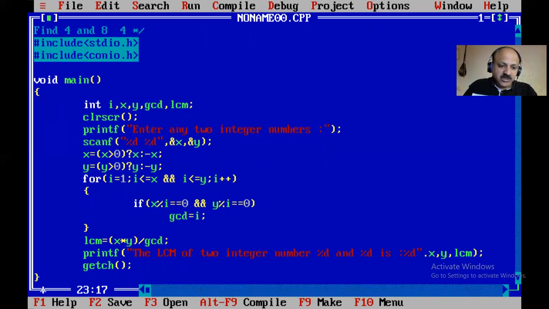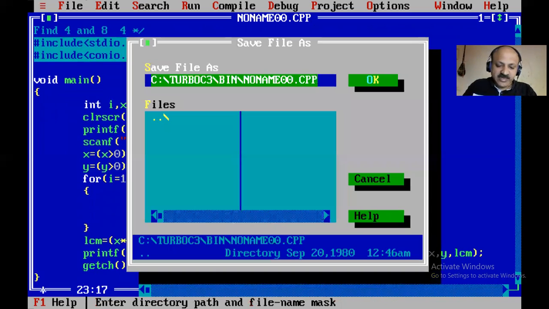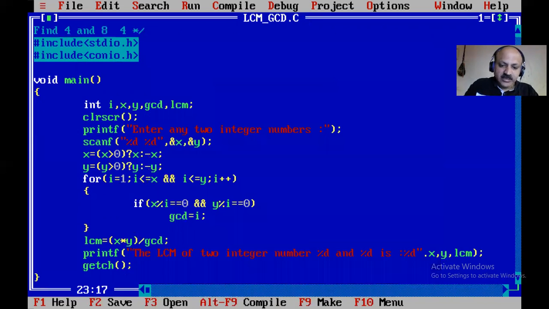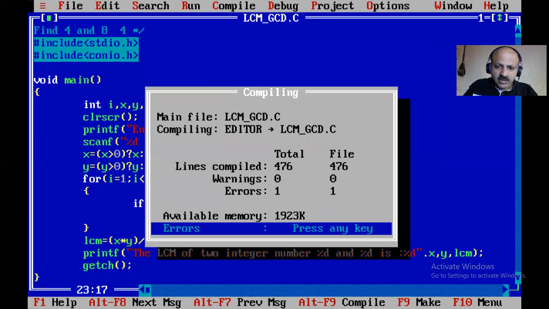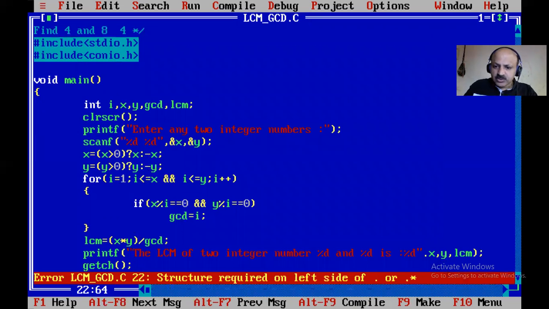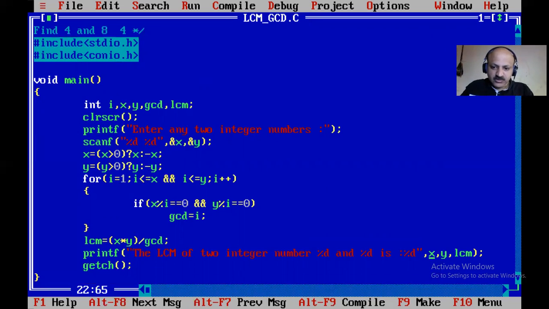So how is it possible? I first save, and here we can say that LCM is based on GCD, the greatest common divisor, and LCM means the least common multiple. So dot c, so that is perfect. So I compile. Yes, so what here? Yes, here that is a comma, not dot. So that is a typing mistake, no other error.